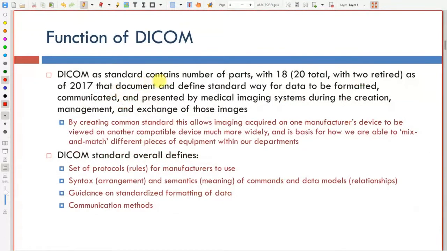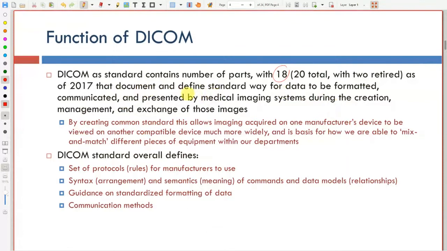So the DICOM standard contains a number of parts. Right now there are 18. There used to be 20, but 2 were retired. Basically, they are not updated anymore, or people found that they are not useful, so you don't really update them anymore.